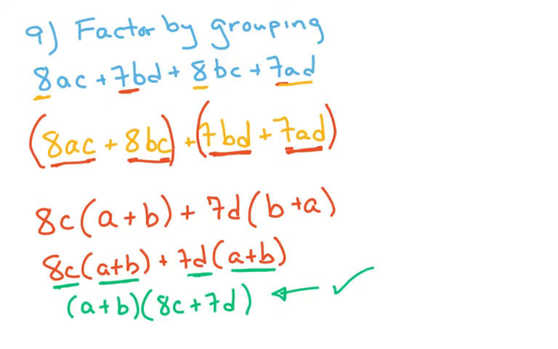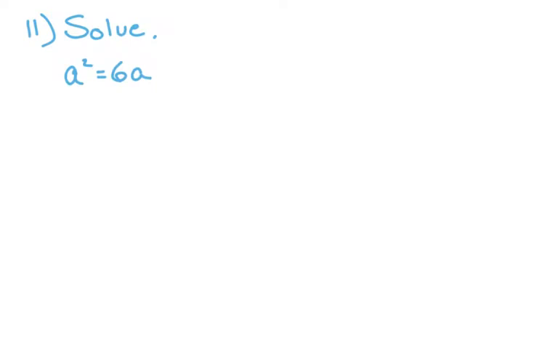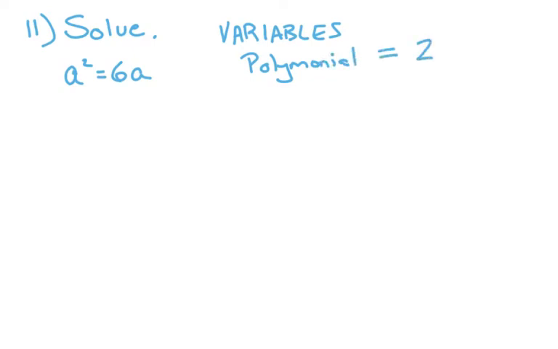All right. Now, these last two, we're just going to solve an equation. Remember, we want variables, in other words, our polynomial on one side of the equal sign and 0 on the other. So let's get the 6a on the left-hand side by subtracting it from both sides.